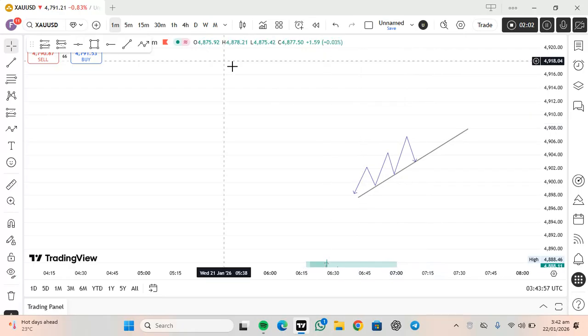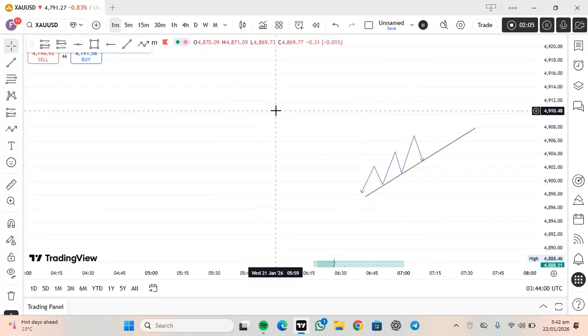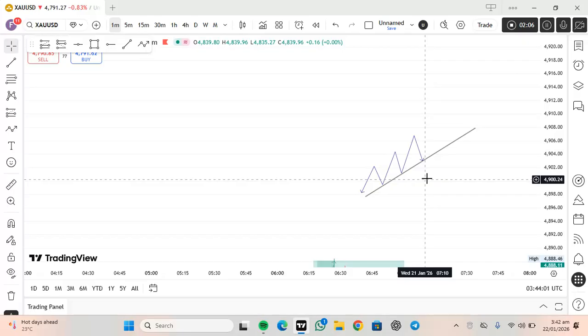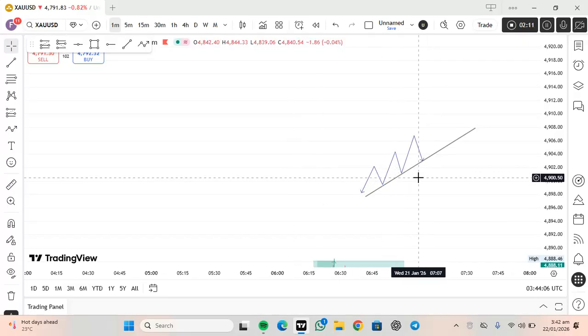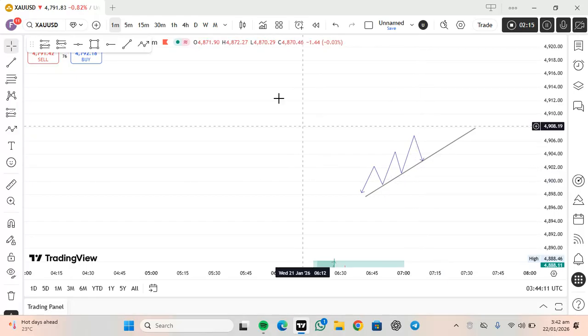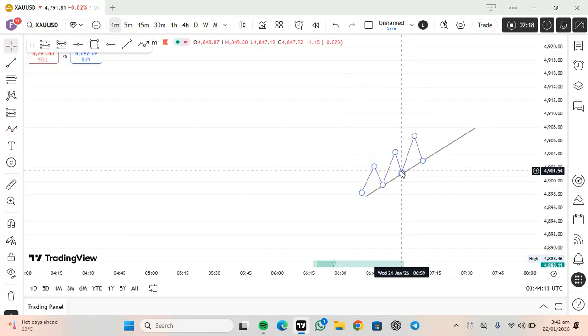So you scale down to, let's say, the 15 minutes or the 5 minutes. You can draw this in the 1 hour and scale down to the 5 minutes. It depends on the time frame you use to track the trend. I love to use the 4 hour, so that's why I'm talking about the 4 hour here. So let's say I scale down to the 15 minutes.